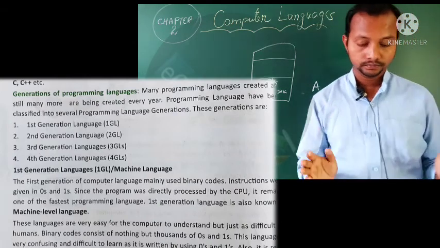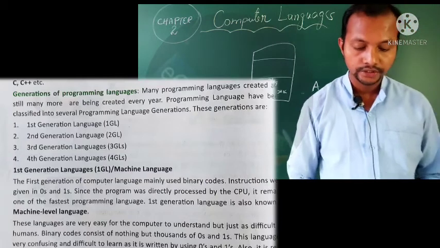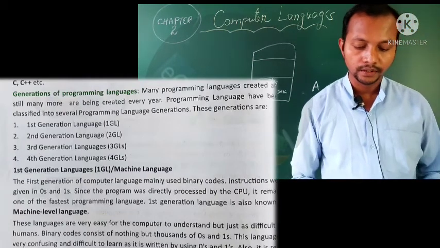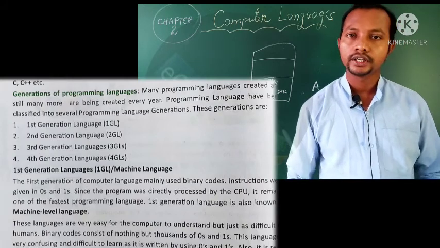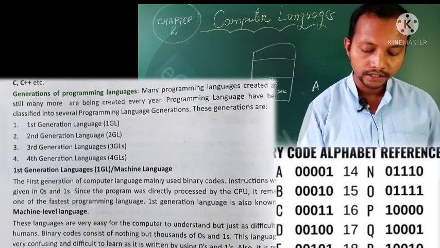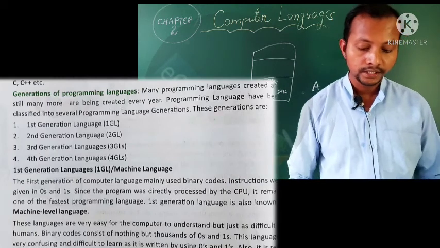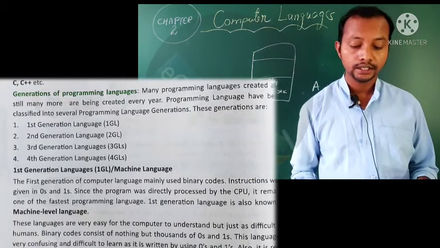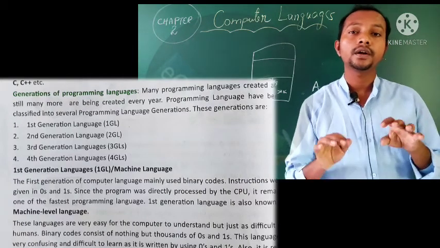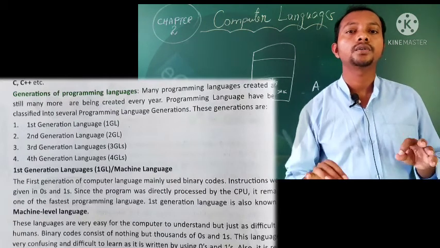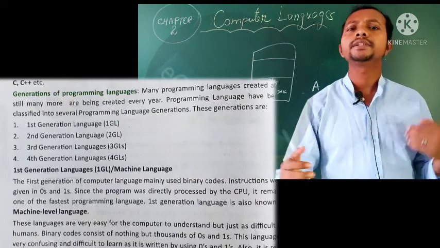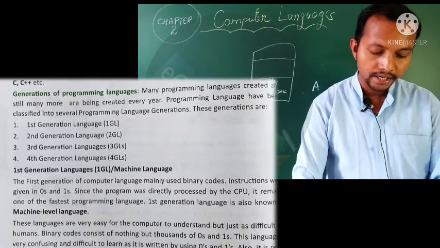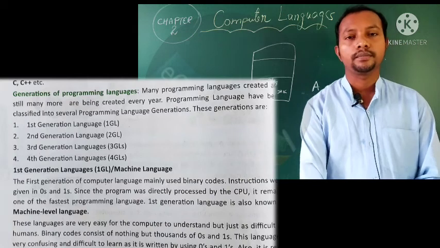Now let us try to understand what the first generation language is. First generation computer language mainly used binary codes, which you already know. Instructions were given in zeros and ones, since the program was directly processed by the CPU. There was no translation needed. It was easy for the computer to understand and quite fast. It remained one of the fastest programming languages.